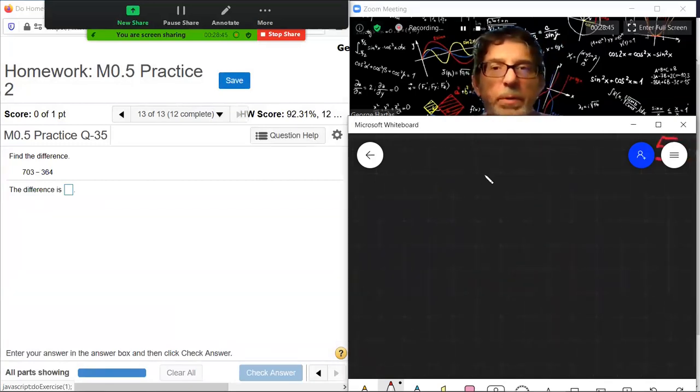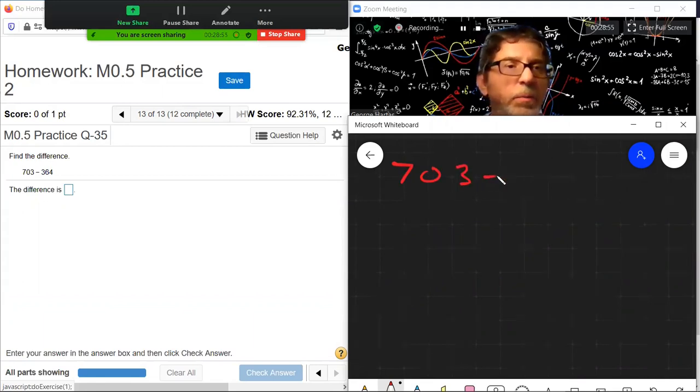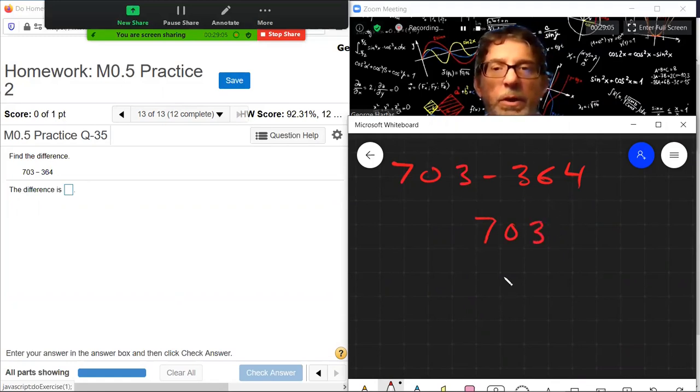Okay, and our last problem coming up. 703 minus 364. Put the leftmost number on top, the rightmost number on the bottom, and subtract. 3 minus 4, can't do. Got to borrow from the next number, it's 0, can't do. Got to borrow from the 7, 7 becomes a 6.